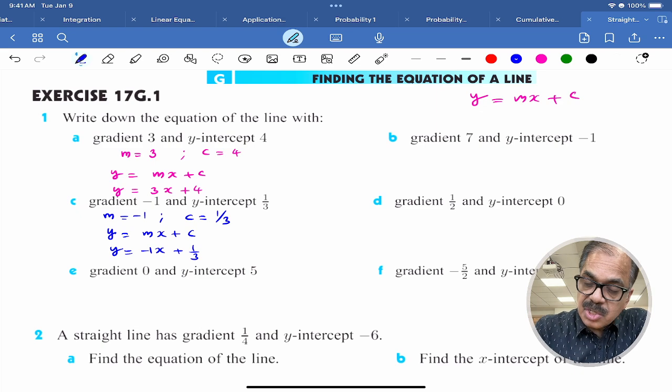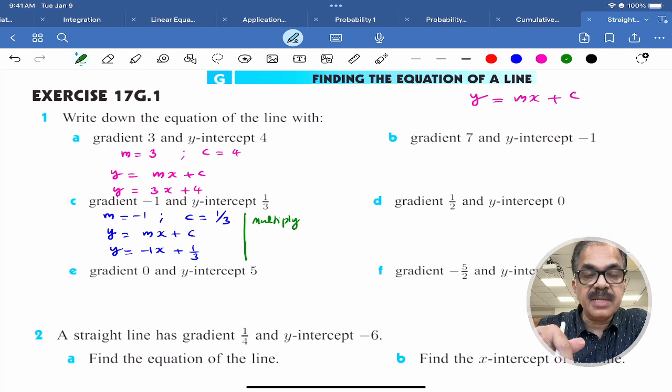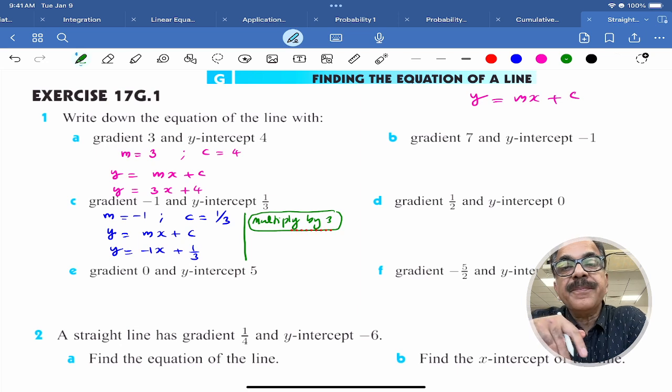Just in case you need to convert this into the general form, I would say multiply each term by 3. It's only optional because nothing is being said in the question. They said just get the equation. Multiply by 3, multiply each term by 3. This is just to convert it into the general form of a straight line.